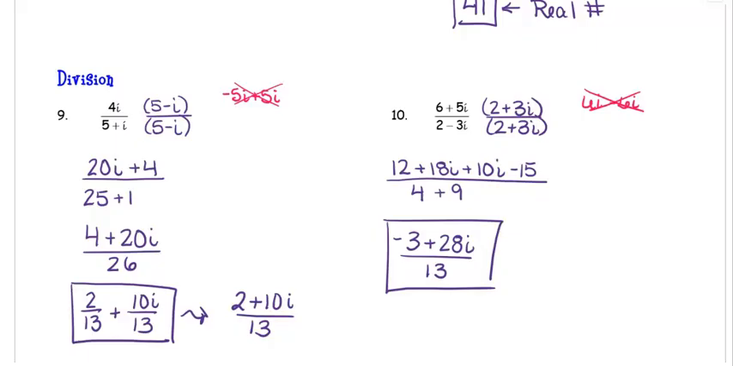All right, so keep in mind again, when we are taking the square root of a negative number, the square root of negative 1 is going to be equal to i. And if I have an i times an i, which is an i squared, that is just equal to negative 1.